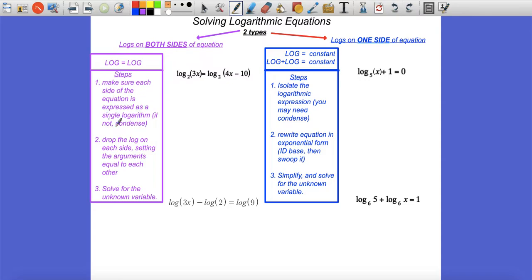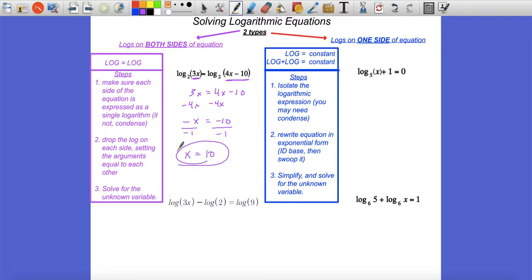So you want to start by making sure each side of the equation is expressed as a single logarithm. And if they're not, you must condense that side that's not. So here, we already have each side as a single logarithm, so we don't need to worry about condensing. Let's go ahead and solve this one. So once we confirm that, we drop the log on each side, setting the arguments equal to each other. So we know that 3x has to equal 4x minus 10, and we solve for x like any linear equation. So subtract 4x, get negative x equals negative 10, divide by negative 1, we get x equals 10.